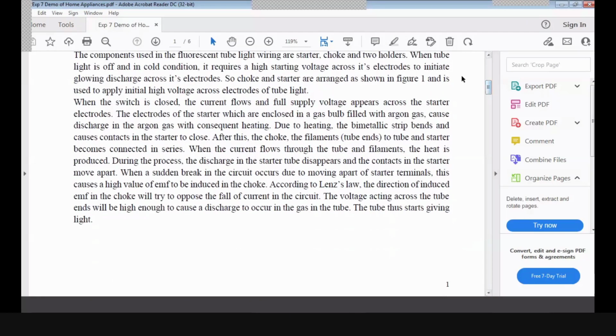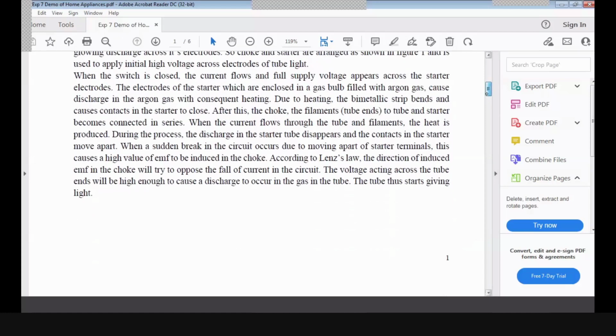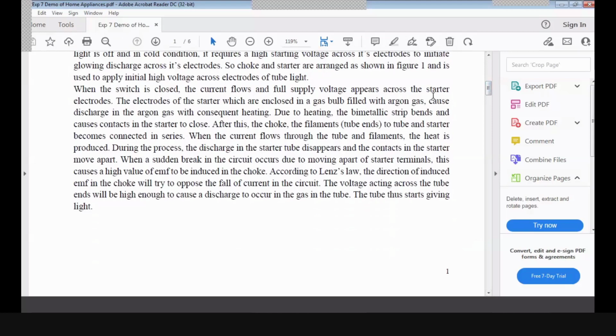Okay, so this is the theory part. You can read it. Whatever we discuss, it is written here.